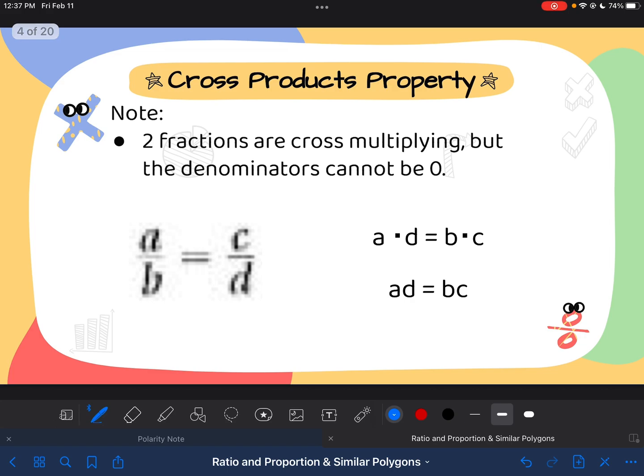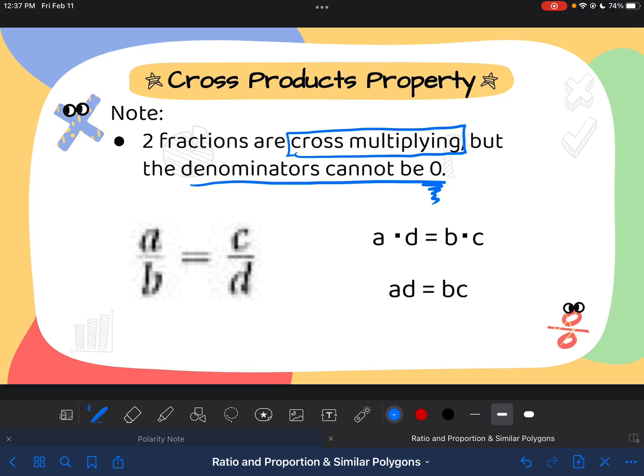Cross product property. What is that? Basically, it's two fractions cross multiplying. Keyword right here: cross multiplying. But the denominators cannot be zero. Okay? Because what happens if the denominator is zero in a fraction? Well, it becomes an error or undefined.